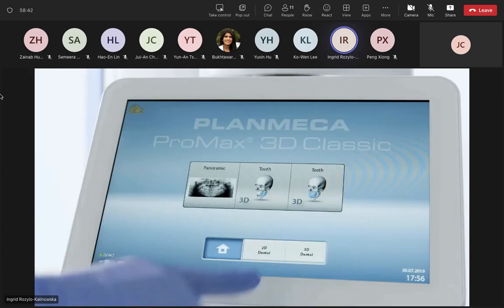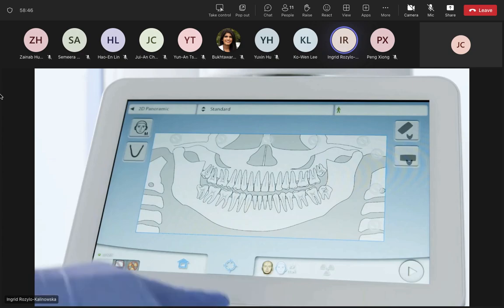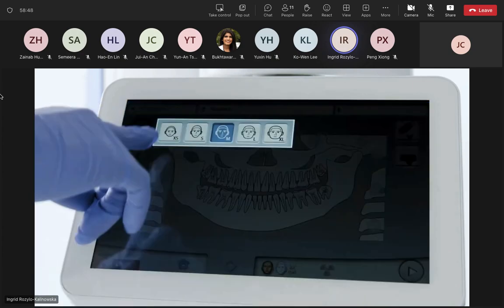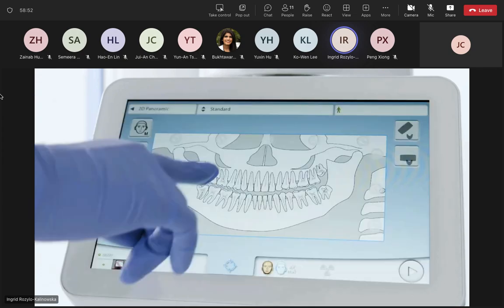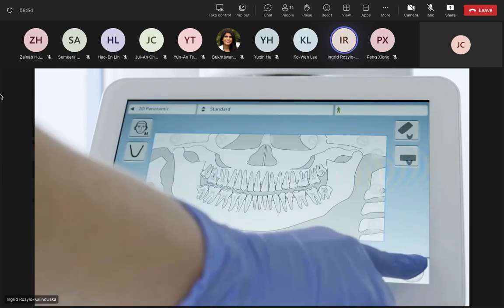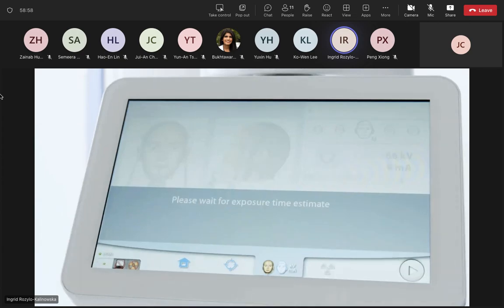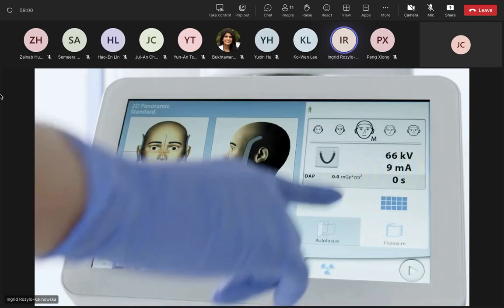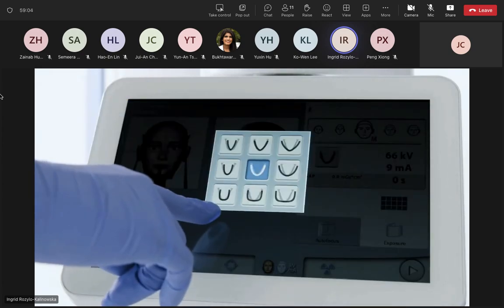Select 2D Dental, then Panoramic. In the upper left of the touchpad, choose the patient's size. If the patient's size is questioned, it is better to choose the larger size. Press forward in the lower right of the touchpad to continue. Evaluate the patient's dentition and select the appropriate maxillary arch shape and size.